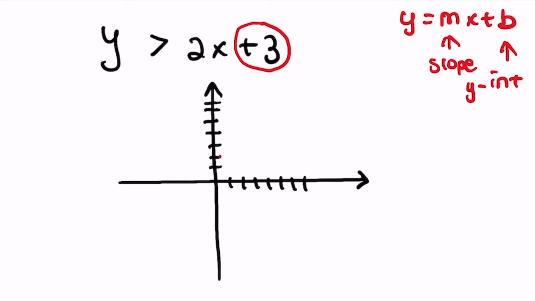So 1, 2, 3, up on the y. And then the slope is easier if you look at it as rise over run. So rise 2 over 1, rise 2 over 1. On the graph paper, it'll be easier. Down 2 over to the left, down 2 over to the left.